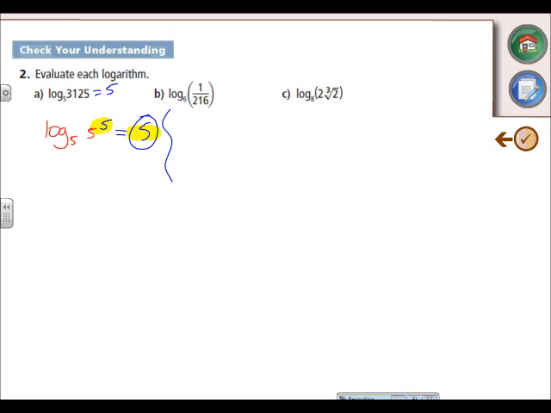Looking at the next one, got to get it to a base 6. So log base 6 of 1 over 216. That means we're going to have a negative exponent here to flip that. So 6 to the negative something. So 216 is equal to 6 to the, punching it through, guess and check. Oh, that's 3. So 1 over 216 is 6 to the negative 3. So this equals negative 3.